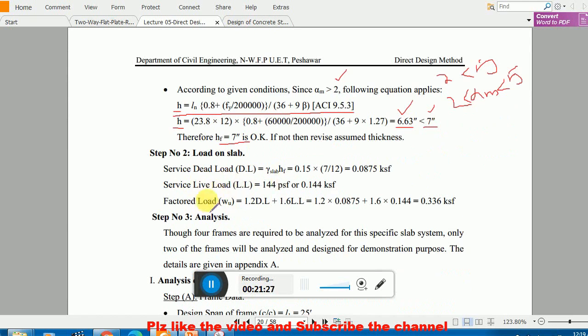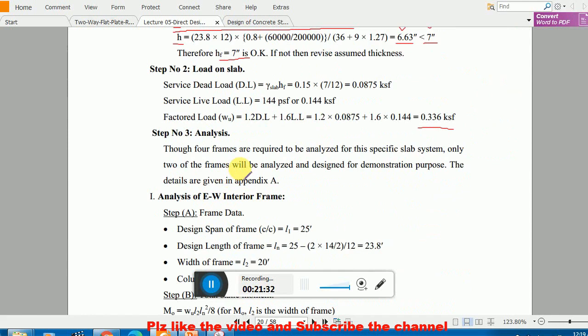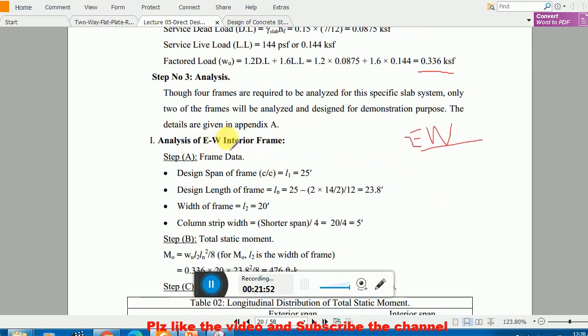This is the advantage. You have to calculate your service load, dead load and factored load. Remember, this is your factored load. The 4 frames are required to be analyzed for this specific slab system. Only two of the frames will be analyzed and designed for demonstration purposes: one exterior and one interior, in the east-west direction. Remember, two frames is basically what we are designing here.